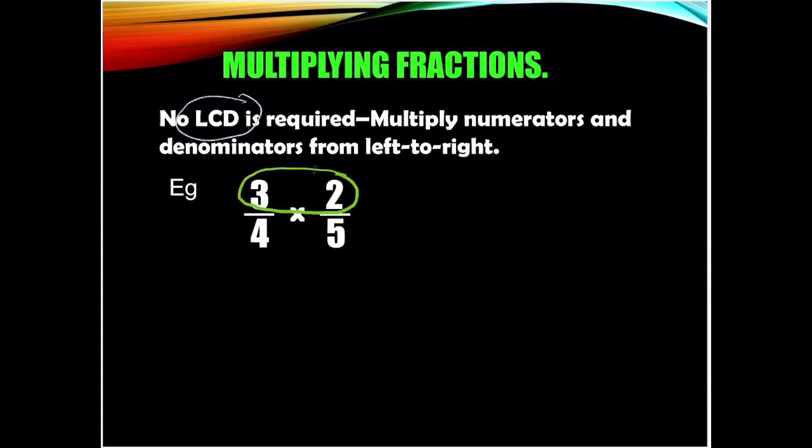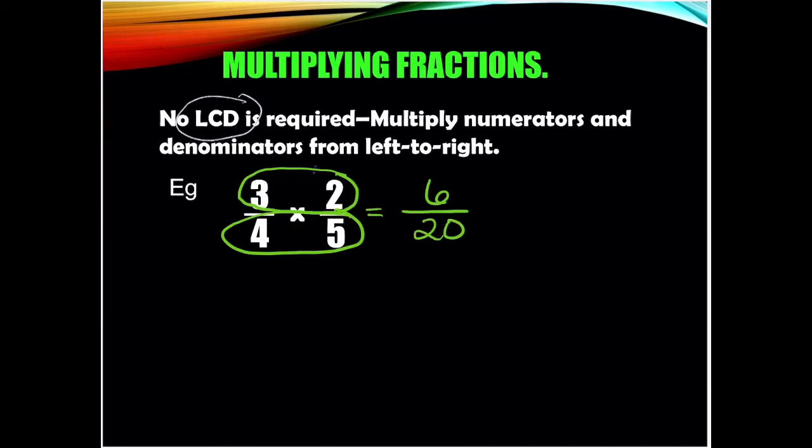That's all you got to do, is just multiply the numerators by each other. 3 times 2 is 6, and then just multiply the denominators, which you don't typically do when you're adding fractions or when you're subtracting fractions, but when you're multiplying them, you can totally do everything here. So 4 times 5 is 20.